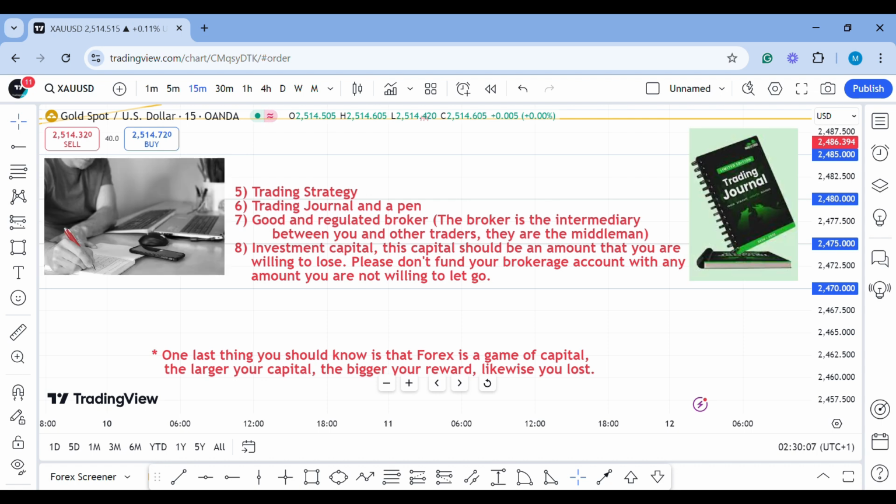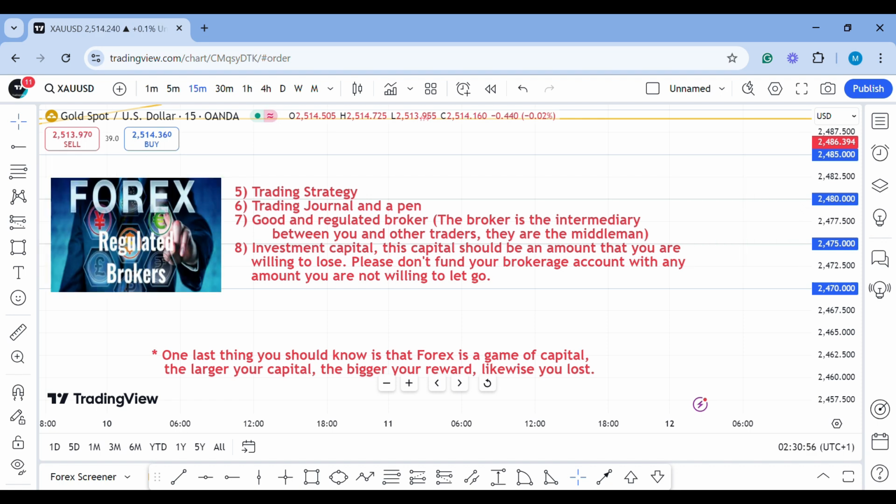Then number six is a trading journal and pen. You need a trading journal to put down the reason why you take each trade. Yes, it is necessary to always write down the reason why you take every trade, because it helps build your psychology and your confidence in taking trades, and it helps you master your strategy. So it is good to have a trading journal and to make use of it.